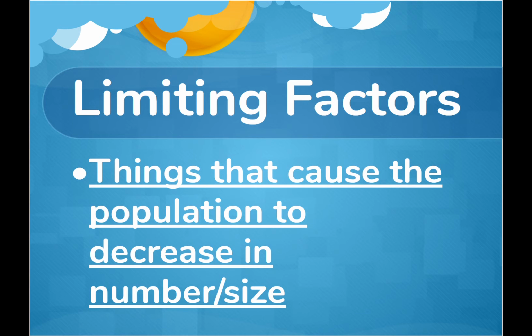Now, first thing on this, we talked about this yesterday, but limiting factors, all that means is things that cause a population to decrease in number or size, or it stops them from growing. That's why it's called limiting factors. It limits the population growth, so it stops them from getting bigger. Okay? Now we're going to learn about 2 types of limiting factors today.